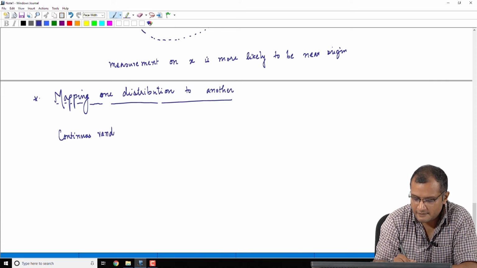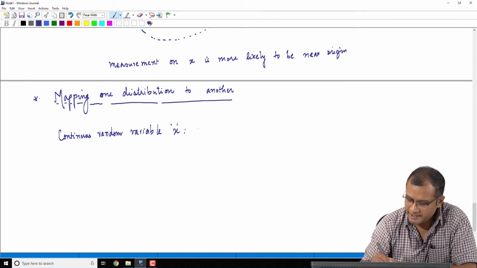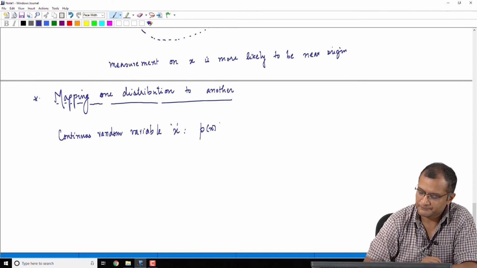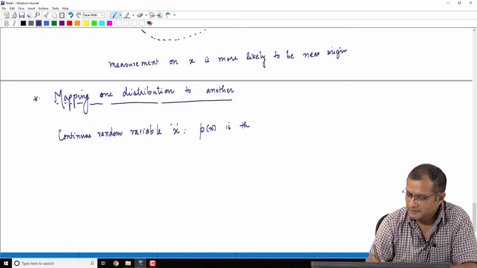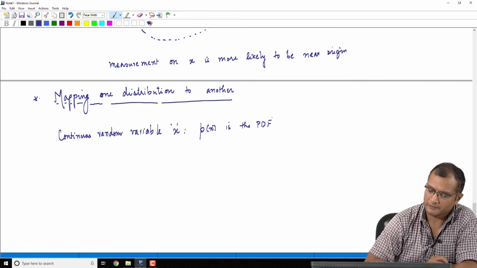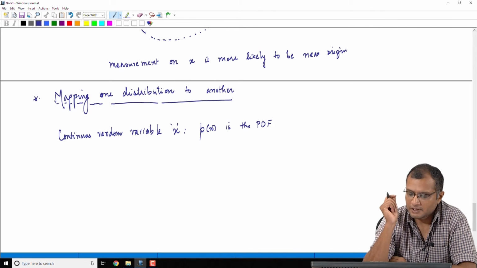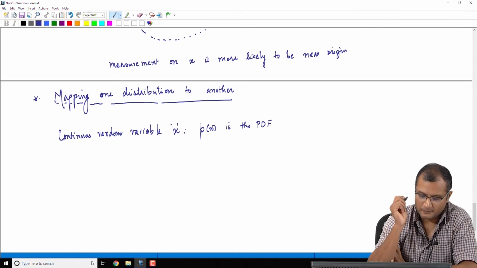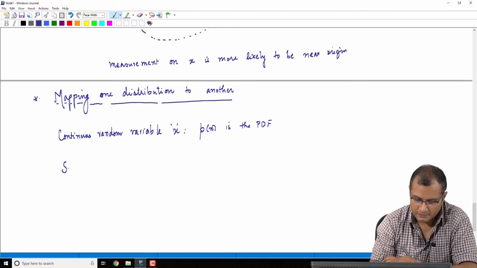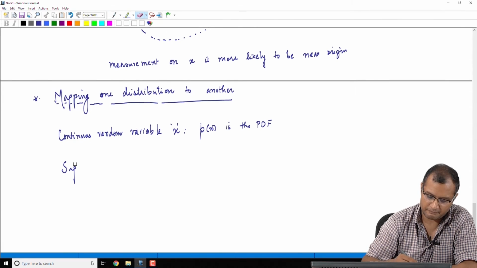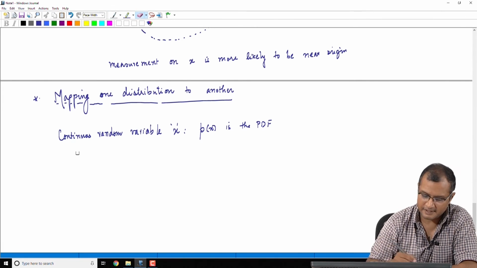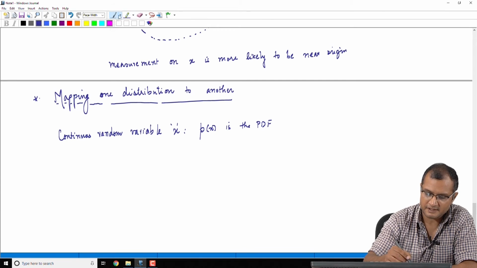random variable x, and the PDF of this random variable is p of x. So, p of x is the PDF. X is a random variable, p of x is the PDF. Now, suppose, let us take some example of this PDF before we complete the question. So, let us say this PDF is exponential.